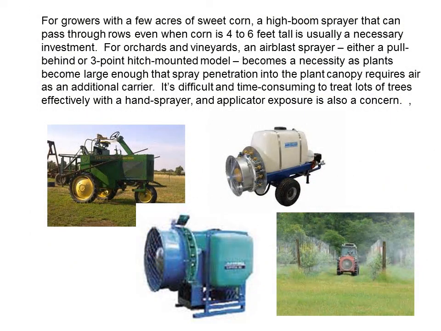For growers with a few acres of sweet corn, a high boom sprayer that can pass through rows even when corn is 4 to 6 feet tall is usually a necessary investment. For orchards and vineyards, an air blast sprayer, either a pull-behind or 3-point hitch mounted model, becomes a necessity as plants become large enough that spray penetration into the plant canopy requires air as an additional carrier. It's difficult and time-consuming to treat lots of trees effectively with a hand sprayer, and applicator exposure is also a concern.